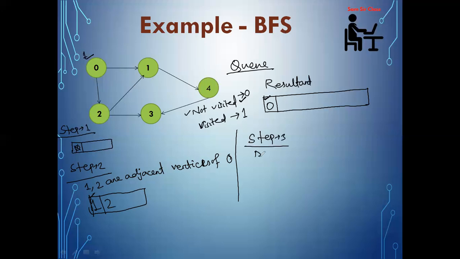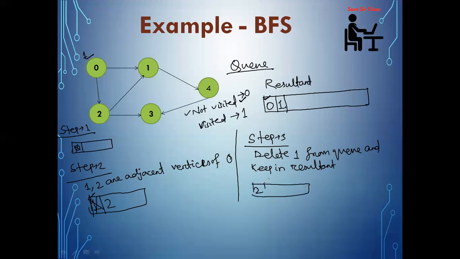But remember, whatever you insert first will be removed or deleted first. Okay. So you have to delete 1 from the queue and keep it in the resultant. Okay. So whenever you delete 1, you bring that 1 to the resultant. Now currently what is present in the queue? Now 2 is present. Whenever you delete 1, you have to find all the adjacent vertices. So what is the adjacent vertex? Now 4 is the adjacent vertex. So you have to bring 4 here.